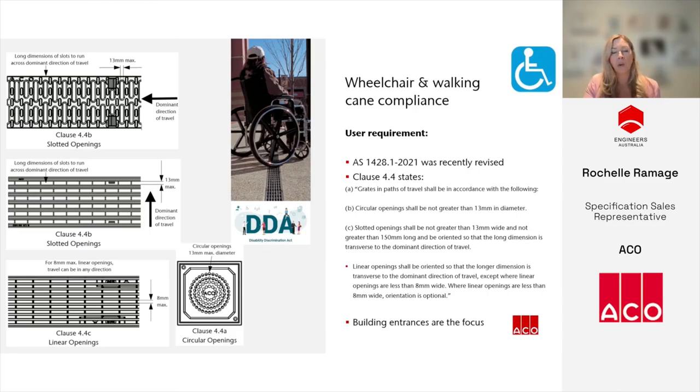AS 1428.1 was updated in 2021, and it now gives very clear direction on how slots and openings must be orientated. Slots between 8 to 13 mil must run across the dominant direction of travel. This will prevent wheels, canes, and mobility aids from tracking into the openings. If the slots are under 8 mil, orientation becomes optional. But for most public pavements, we're working in that 8 to 13 mil range. So this is why grate selection and orientation is so important at building entrances and in public spaces.